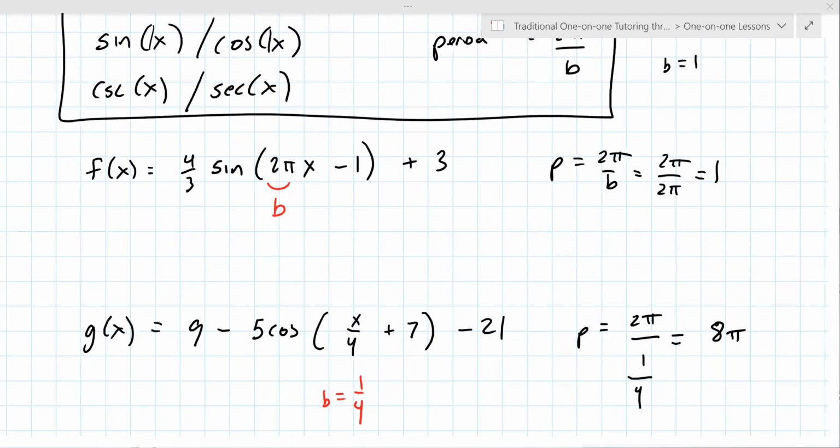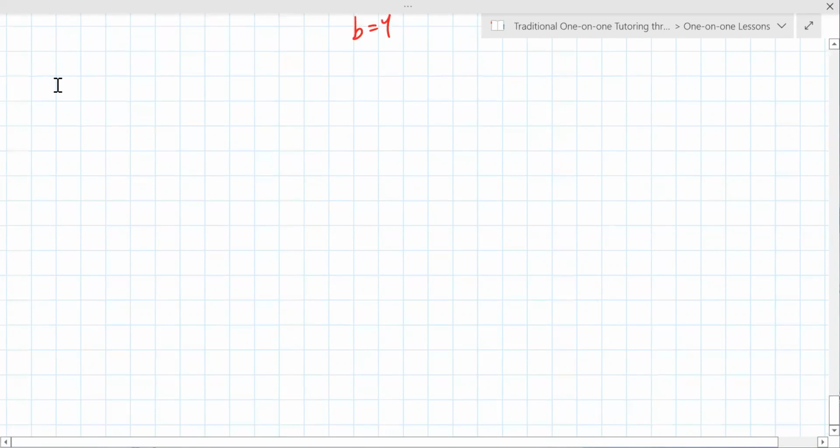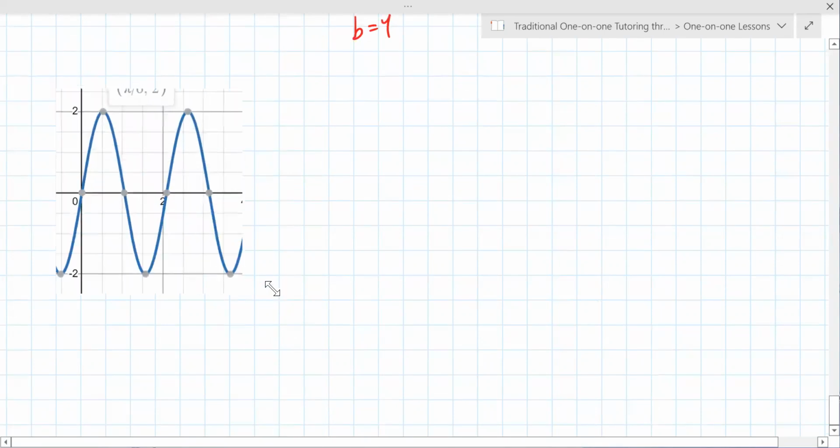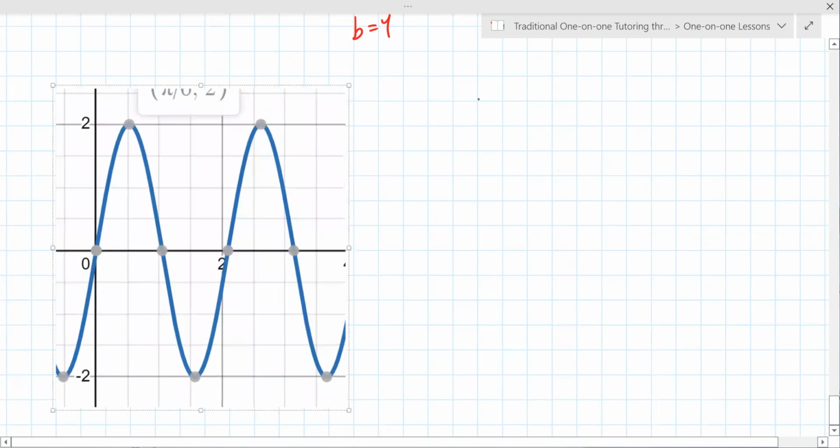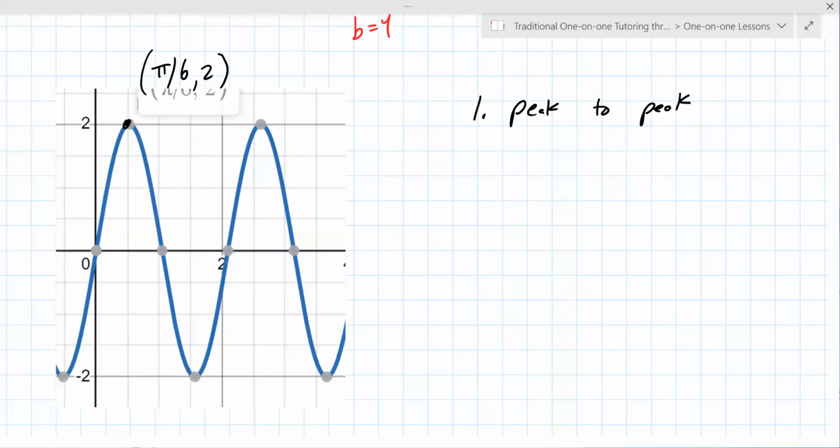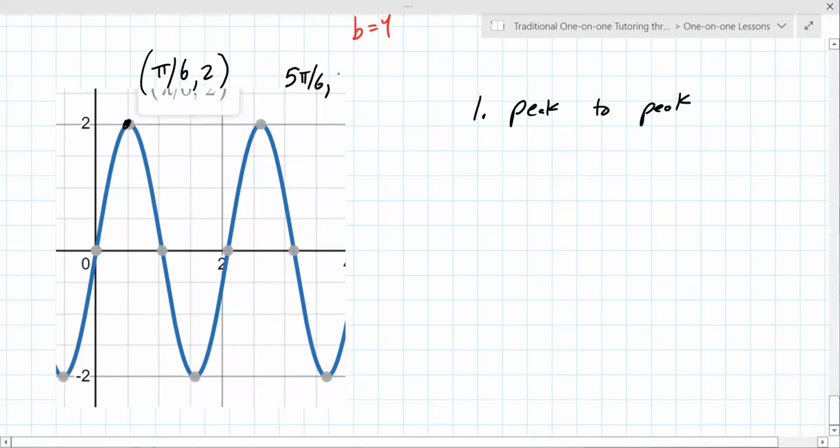So this is like a best case scenario for you when you're given a graph, is to find the period. There's kind of 3 options. The first option is you want peak to peak. So this first one is pi over 6 comma 2, and then the second one is 5 pi over 6 comma 2. So when you go peak to peak, you look at the 2 peaks and you always do right minus left.